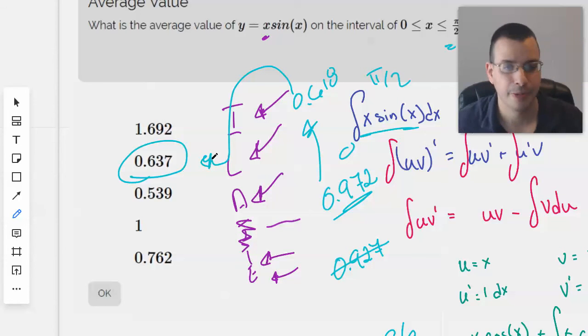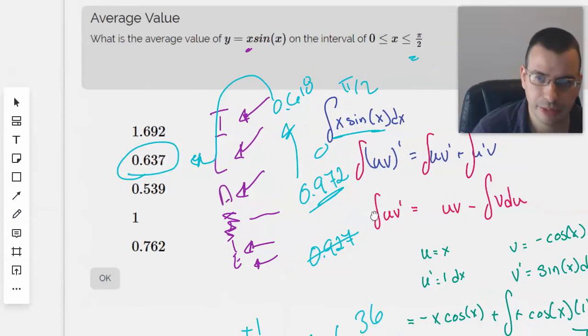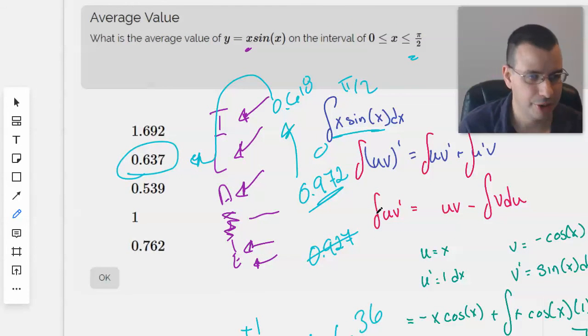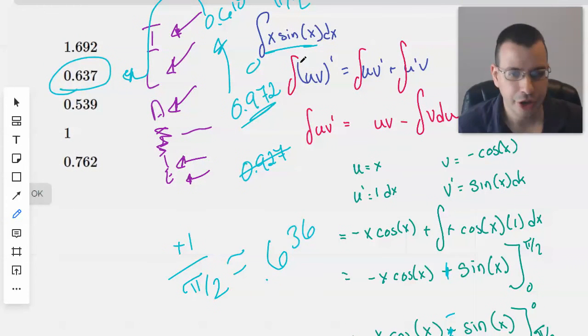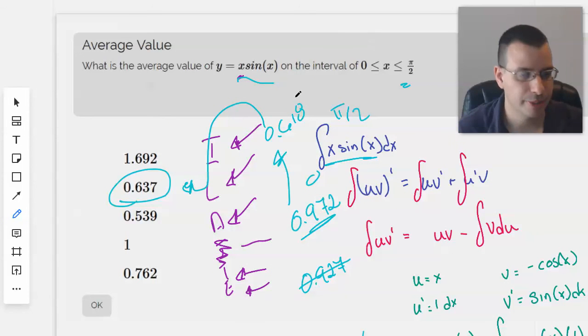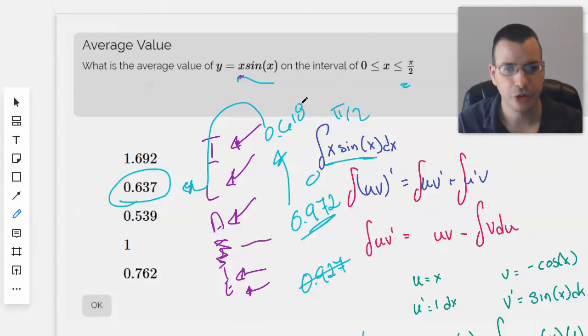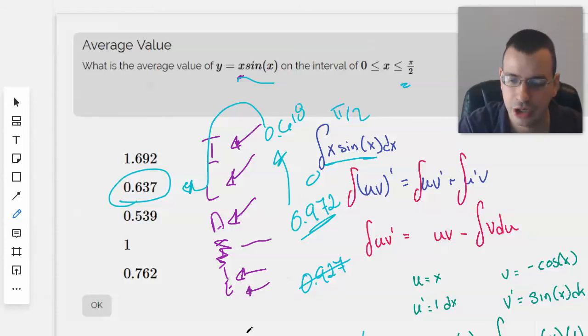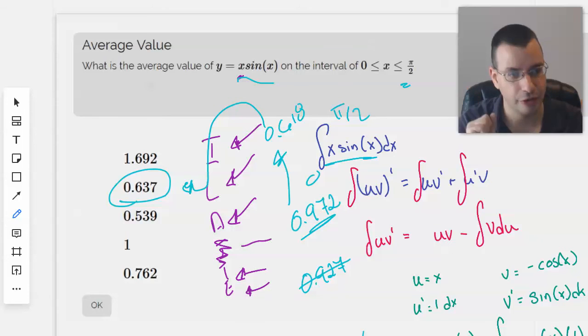And that's the answer. So, long story short, there's two ways to do this problem. You're going to have to use a calculator probably at some point because you don't want to divide by pi over 2. But, that being said, you can do the integral by hand using integration by parts. Or if you just don't want to do it, you can just graph this and then use a calculator to solve this integral for you. And that's how you do this average value problem.